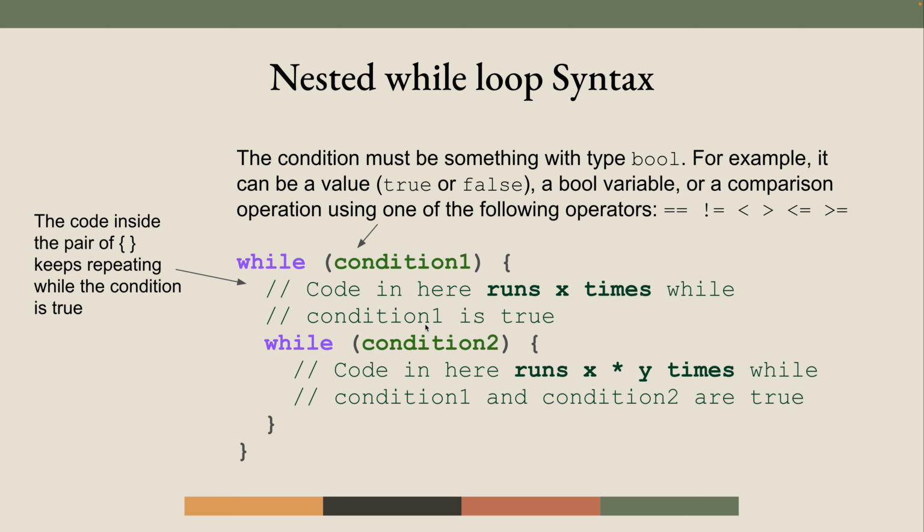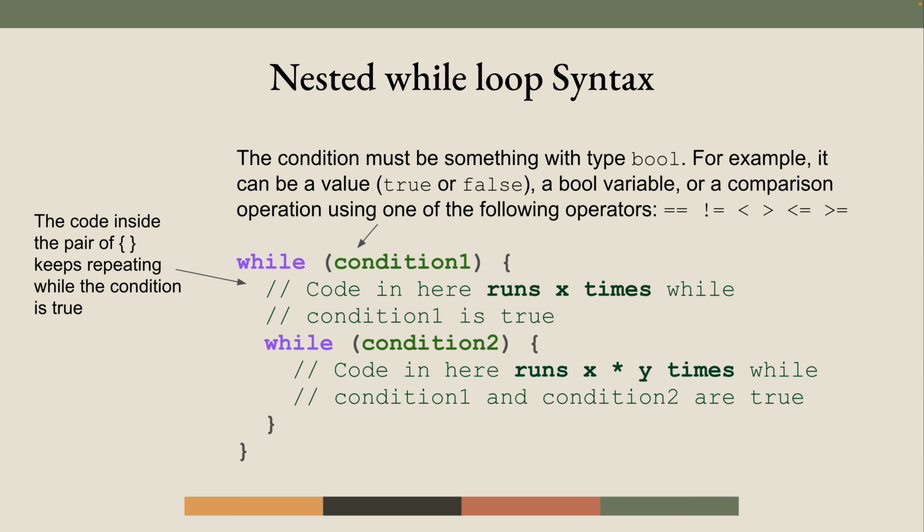And then the other thing I'll call out, the code in the outer loop will run x times. The code in the inner while loop will run x times y times. What happens if we had another while loop inside of here that ran z times maybe? How many times would the code in there run?